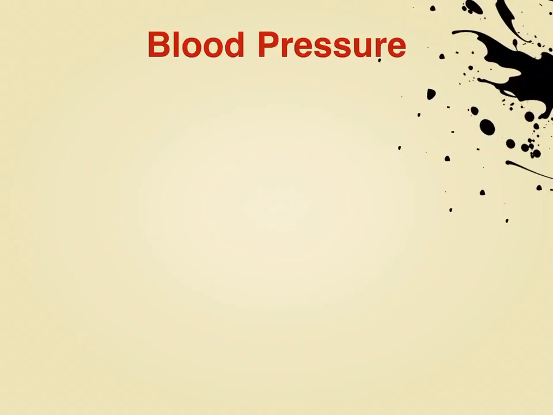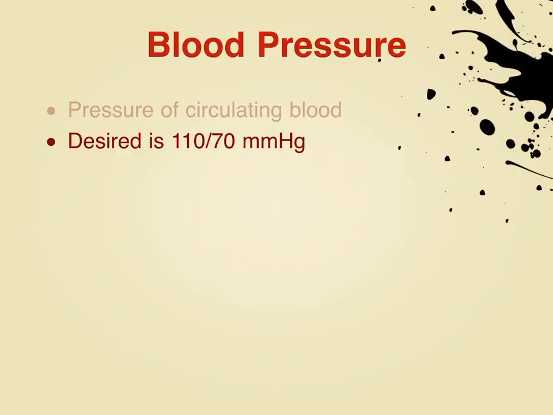So blood pressure is cardiac output multiplied by peripheral vascular resistance. And really, we just think of this as the pressure that's in the blood vessels that's circulating throughout the body. Normally, or desired, is 110/70. These are new guidelines that have just come out. We say the average is usually about 120/80.